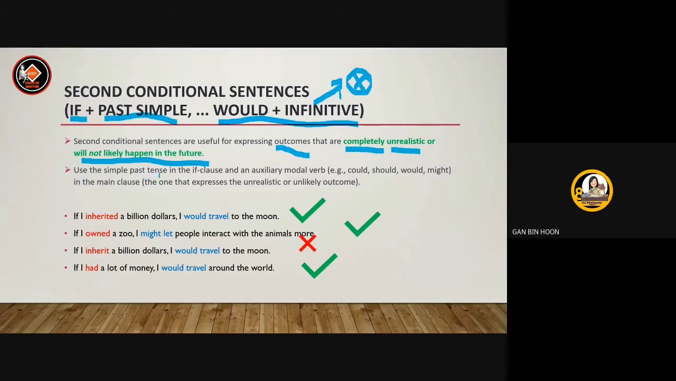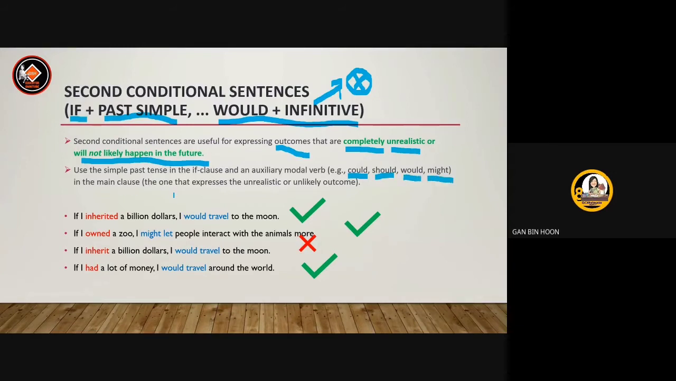Okay, use the simple past tense in the if clause and don't worry about this, okay? Use the simple past in the if clause. Yang depan ni guna if past simple. And an auxiliary modal verb. Auxiliary ni adalah yang ada ini. You can use can, could, would, might.